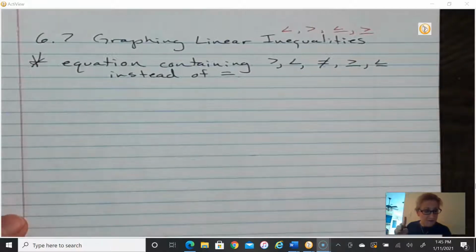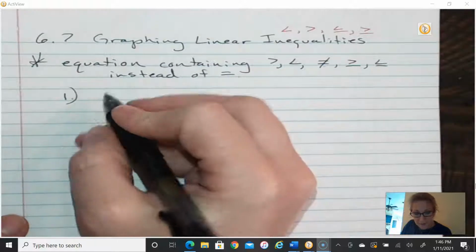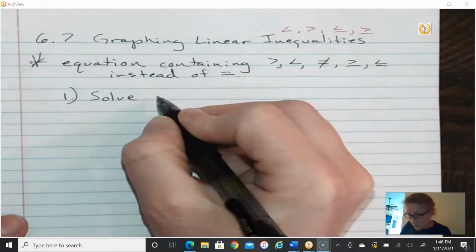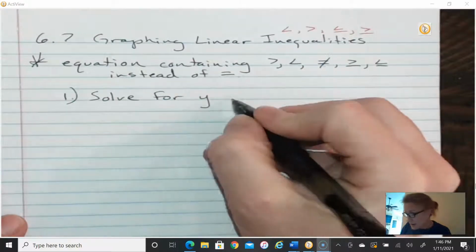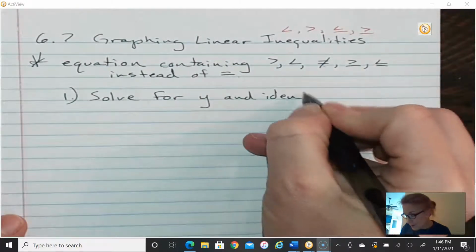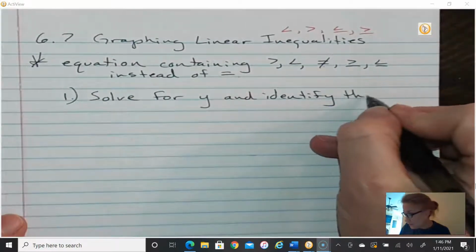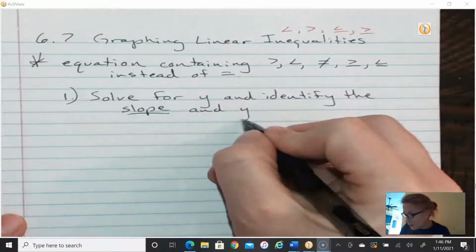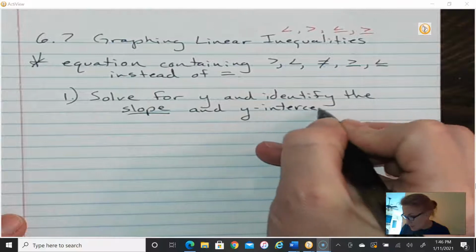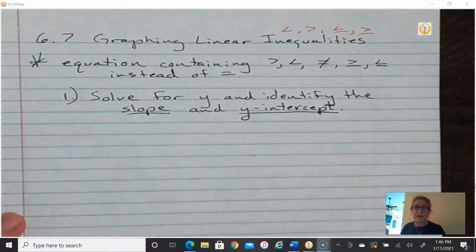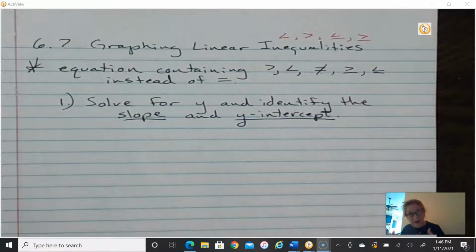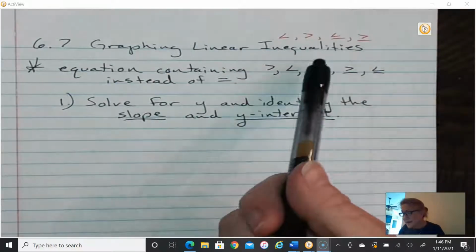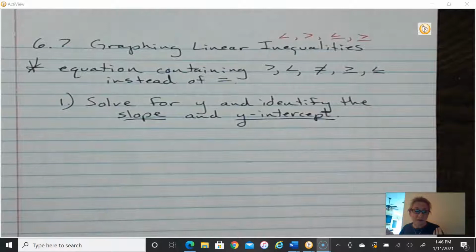All right, so the steps for solving this. Step 1. You're going to solve for y and identify the slope and y-intercept. Okay, guys, keep in mind, the objective for today is for you to be able to graph the equation, and it's going to be an inequality. So you're going to be able to do that. So it's not just going to be one line. It's going to contain a whole section. Oh, we'll get to that.